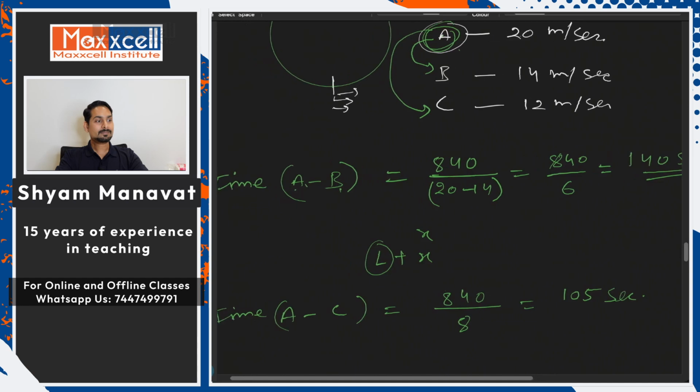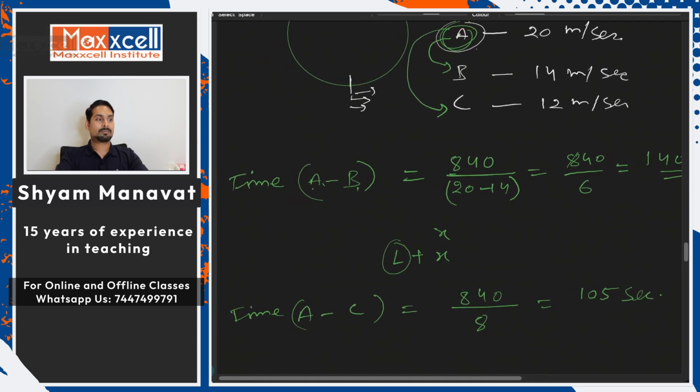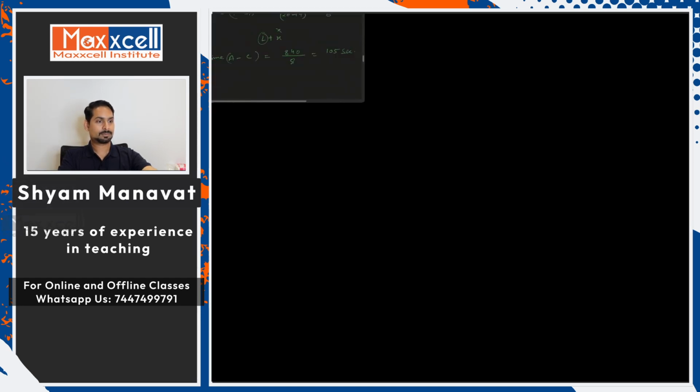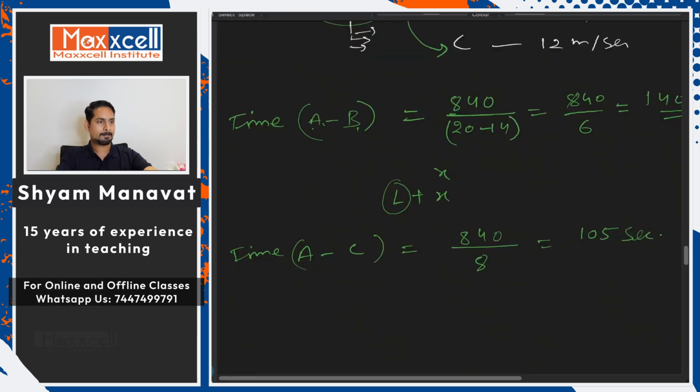Okay. Now what do you need to calculate? When are all three of them going to meet? In such case, what do you do? Every 140, after every 140 seconds. A and C are going to meet after every 105 seconds. So if you take the common multiple of both of them, you will get a common time when all three of them are going to meet, right?